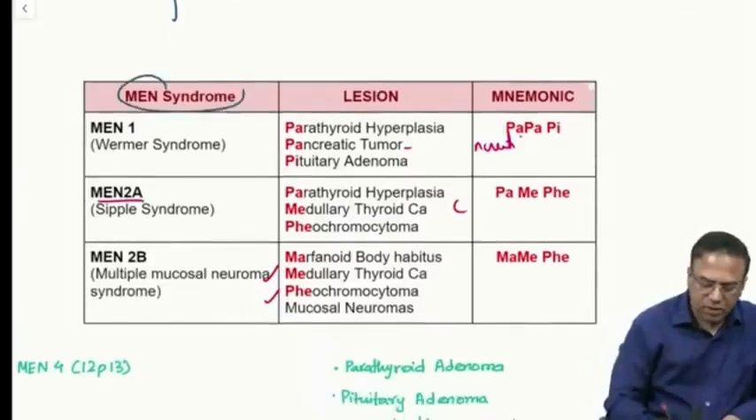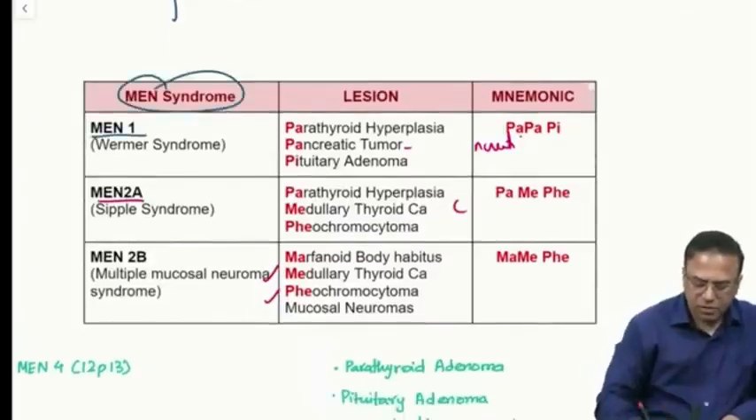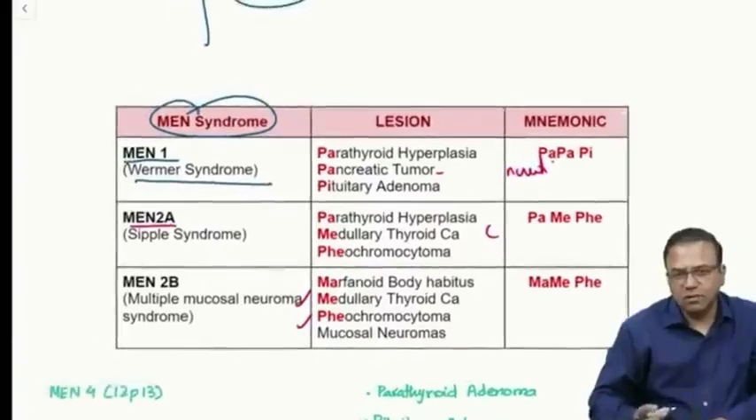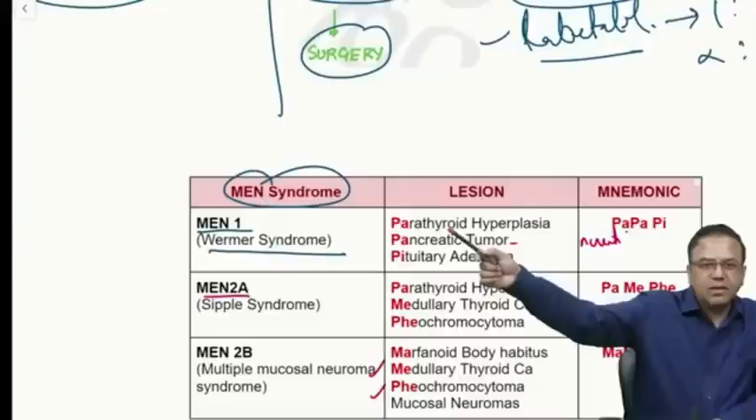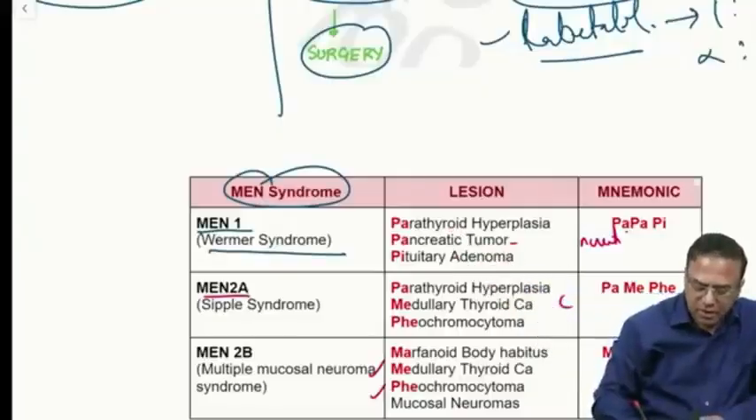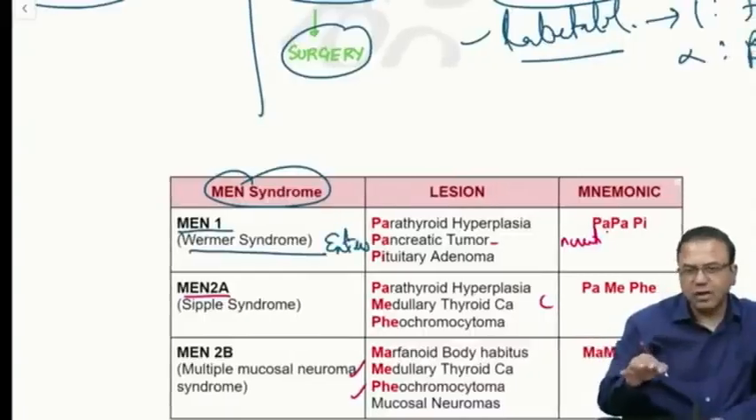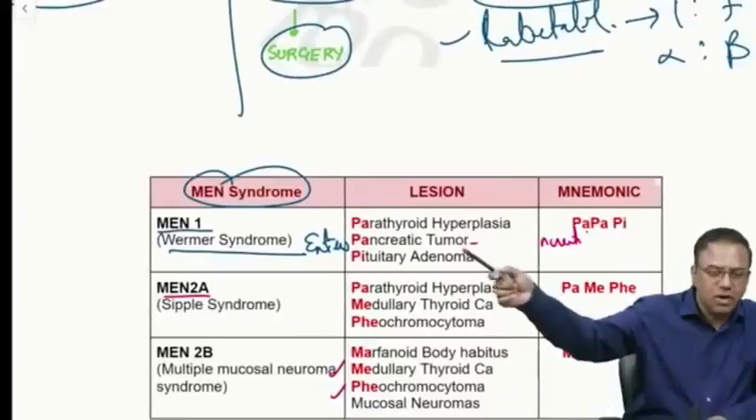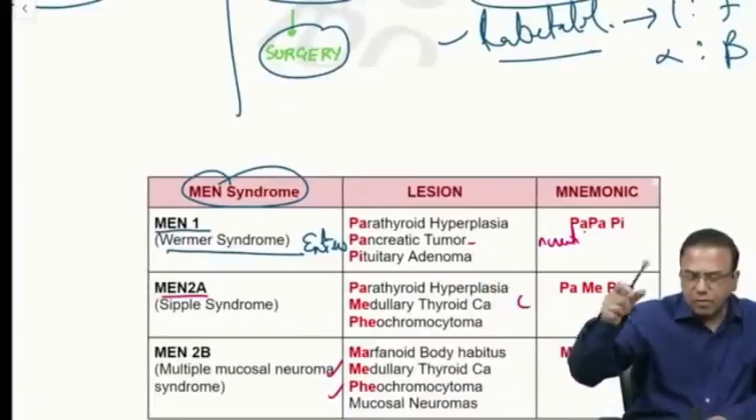If you're looking at a MEN syndrome, MEN1 is 3 P's. You must all know the mnemonic. So the 3 P's are parathyroid, pancreatic, pituitary. But there is a trick here. Not really pancreatic, it is actually enteropancreatic, because you know that gastrinomas don't mainly occur in the pancreas. They mainly occur in the duodenum. That's why the correct term is enteropancreatic.